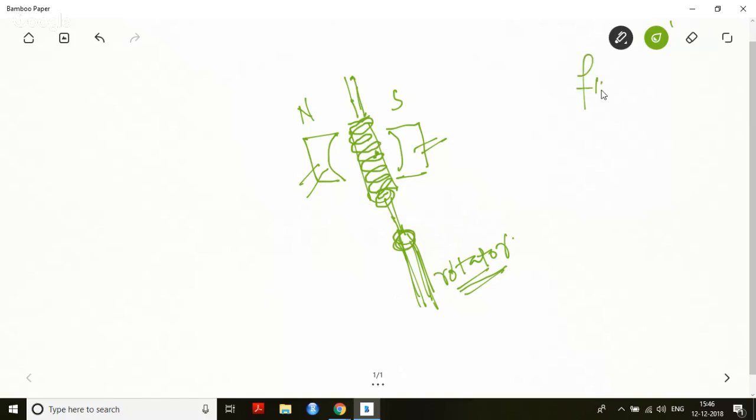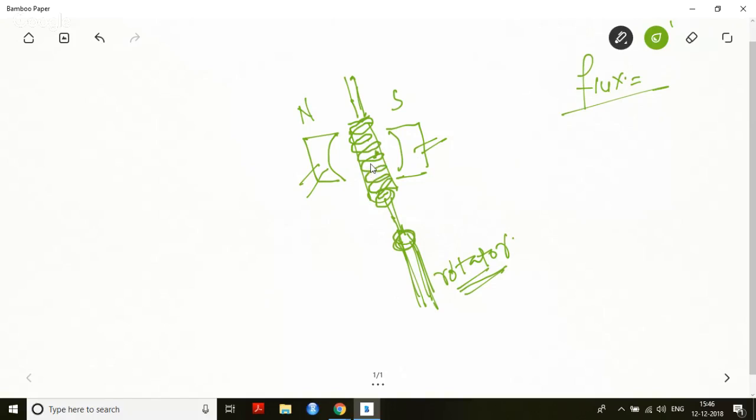Now I forgot to define flux. What is flux? Flux is the number of magnetic field lines cutting any particular area, any particular unit area. So the number of magnetic field lines passing through per unit area is also known as flux. So as soon as this starts rotating, the flux will change.